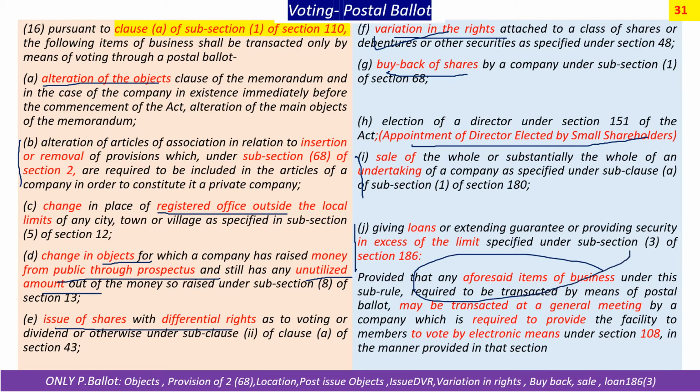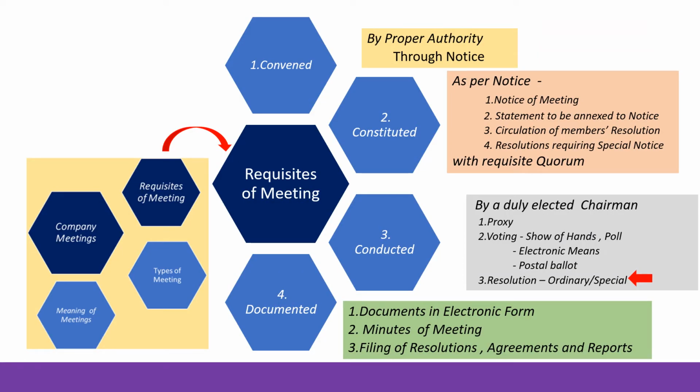For all these businesses, the government has made it very compulsory that it has to be through electronic means and postal ballot, and a combination of the two. Therefore, all major alterations to memorandum will not wait for a meeting. It will be done through a postal ballot, which is a foolproof method to involve every member. We have seen proxy voting, then comes the resolution. All decisions which are taken in a meeting are called resolutions.